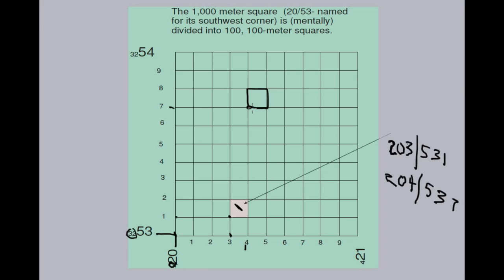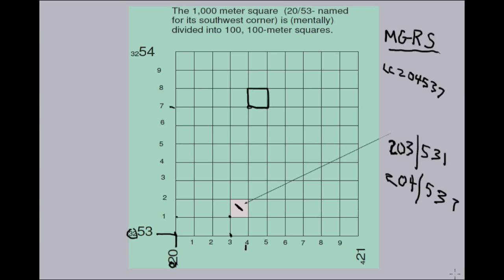If you want even more accuracy, you can follow this on out and zero in on, let's say, this 204,537 square, and you can break it into 10 square meters, and instead of having a 6-digit coordinate, you would have an 8-digit coordinate, and that would put you in a 10-meter square. Or you can go all the way out to a 1-meter square, in which case you would have a 10-digit coordinate. But for most land navigation purposes, just simply identifying yourself within a 100-meter square is sufficient.